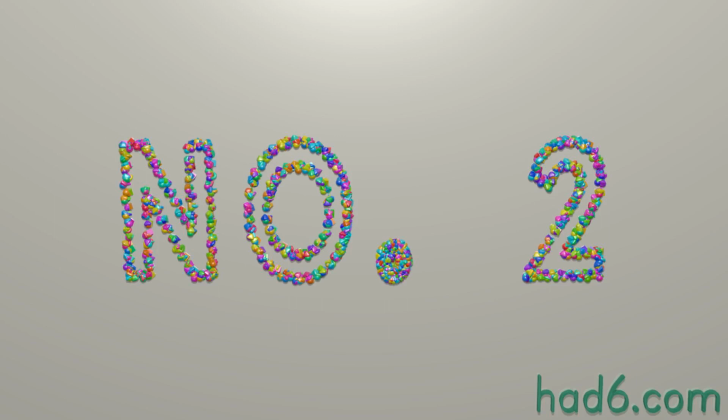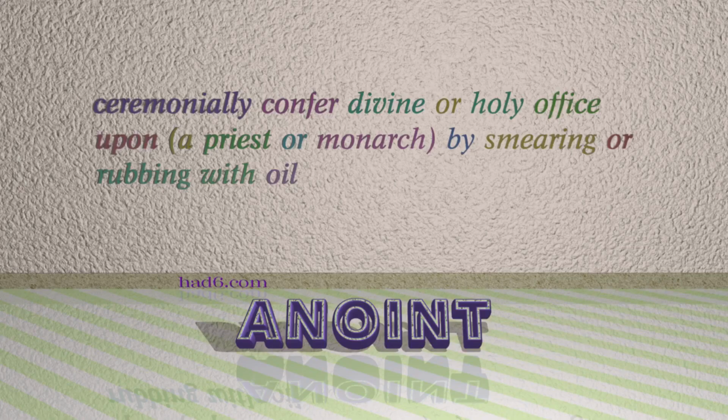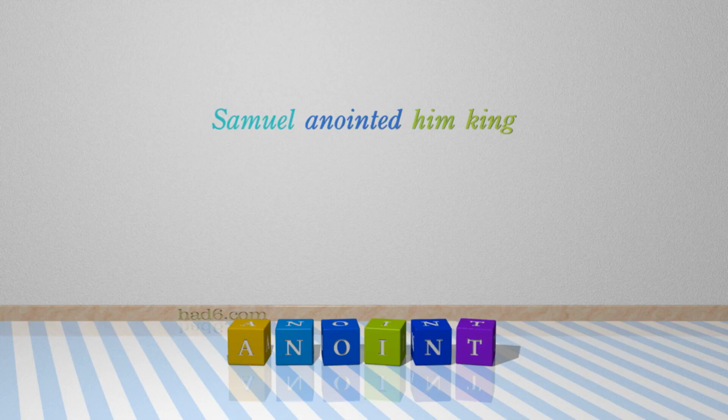Number 2. Anoint. Which means ceremonially confer divine or holy office upon a priest or monarch by smearing or rubbing with oil. Anoint. For example, Samuel anointed him king.